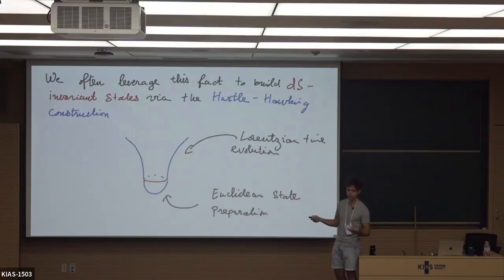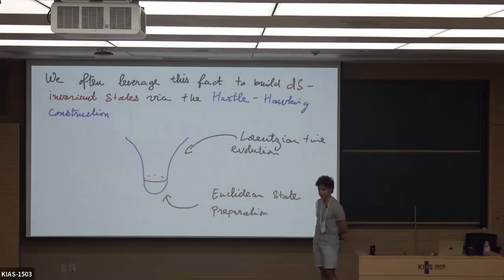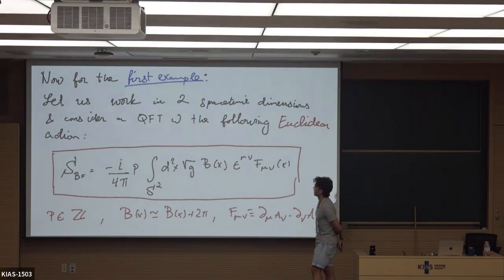This is a way to construct a de Sitter invariant state, and then compute correlation functions in that state as a function of time. So it's very important for us to be able to solve models on the sphere, because if we can do that, then we can use this Hartle-Hawking construction and compute things in this state built out of the Euclidean path integral using this picture. Okay, so now let's move on.